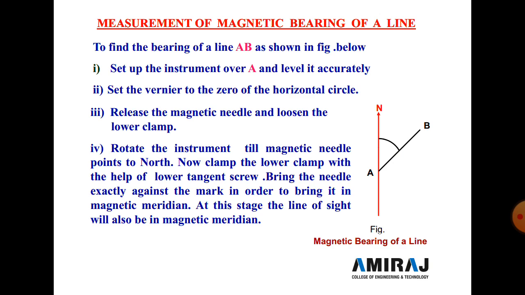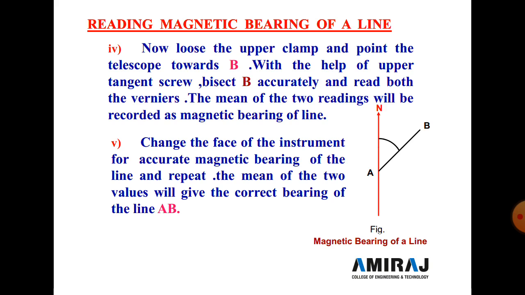So why do we call it a magnetic bearing? Because we use the magnetic needle for getting the north direction, and we measure the angle with respect to the north direction. So from the north direction we get the AB line angle. So it's called the measurement of the magnetic bearing of a line.